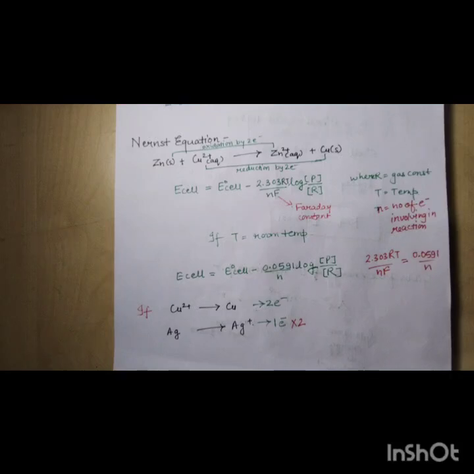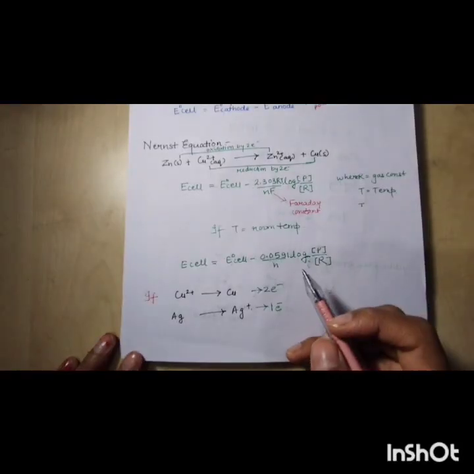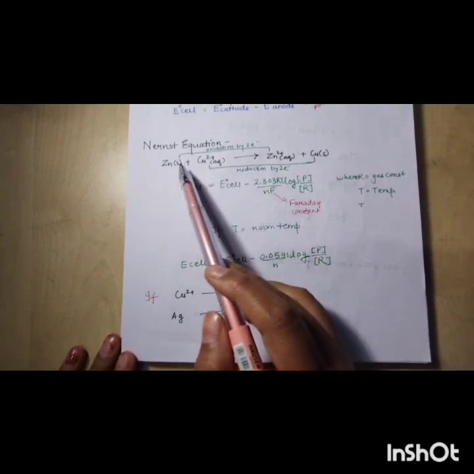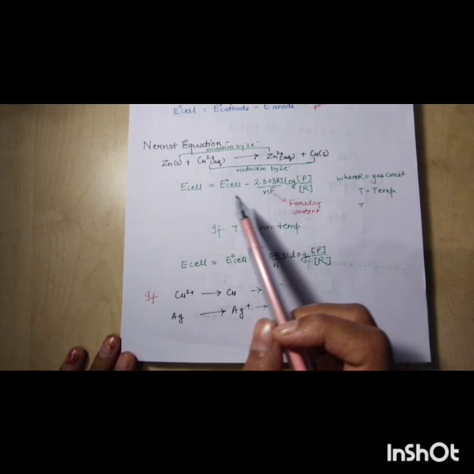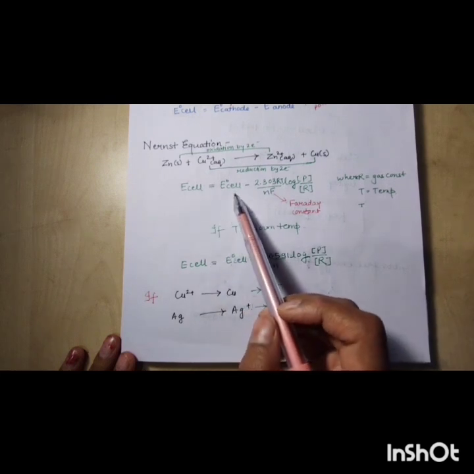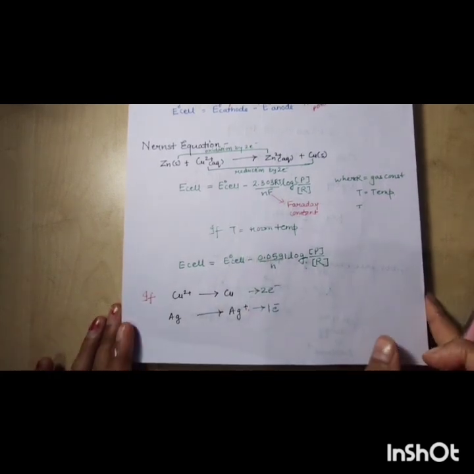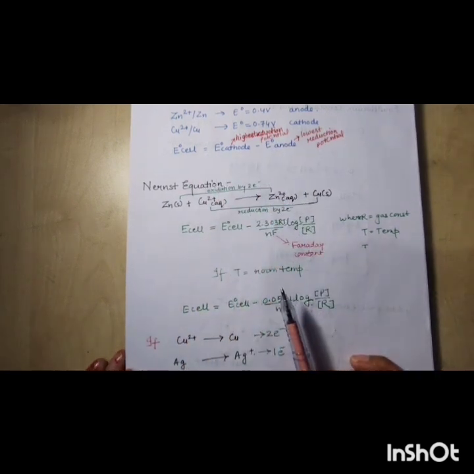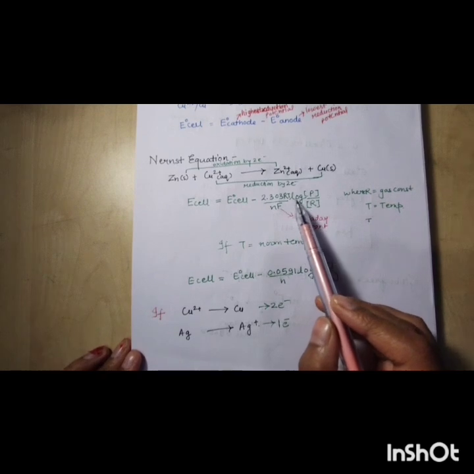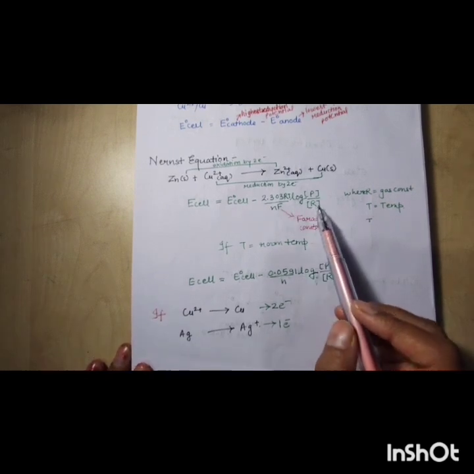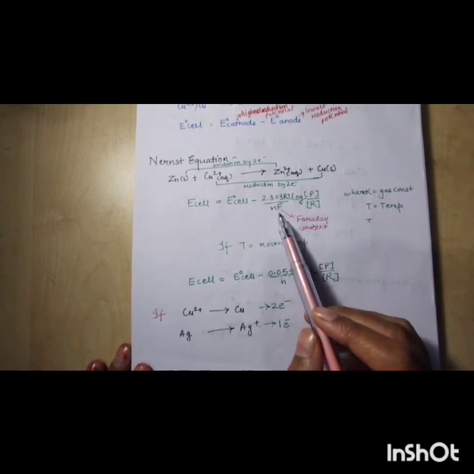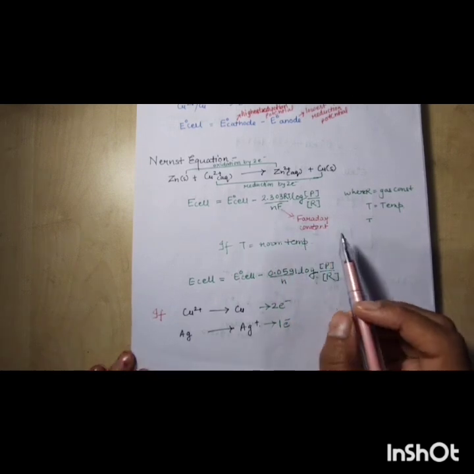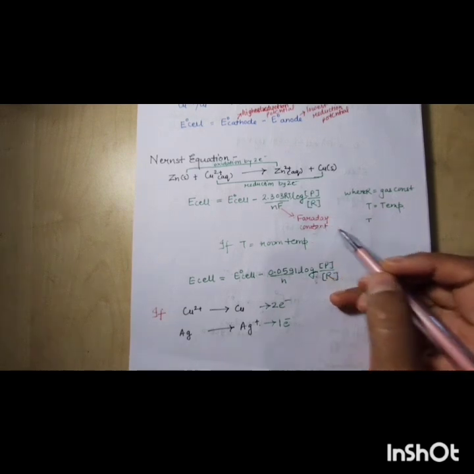Hello students. Now next is the Nernst equation, that is very important. So what is the Nernst equation? E cell is equal to E naught cell, after calculating E naught cell by this formula, minus 2.303 RT log product by reactant upon NF. Here N is the number of electrons participating and F is the Faraday constant.